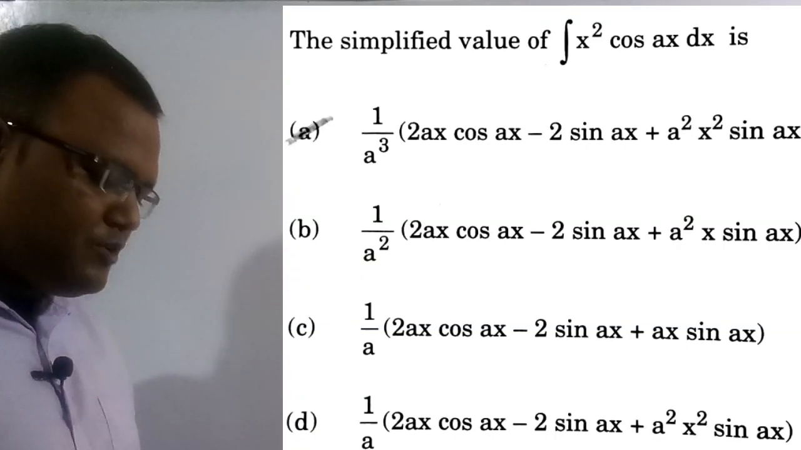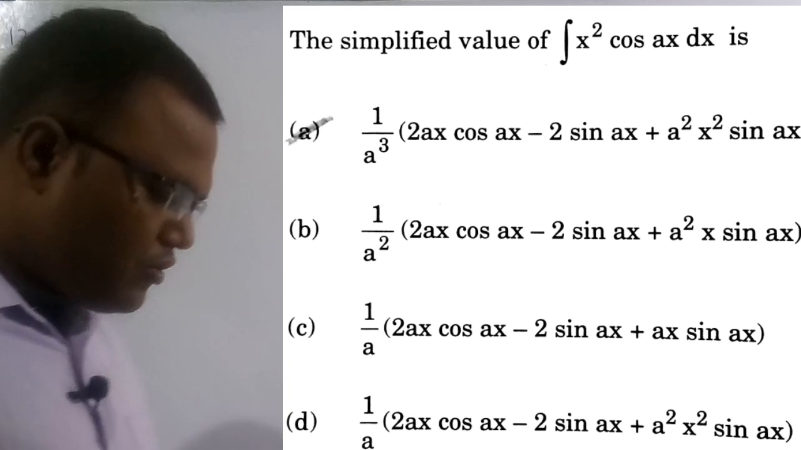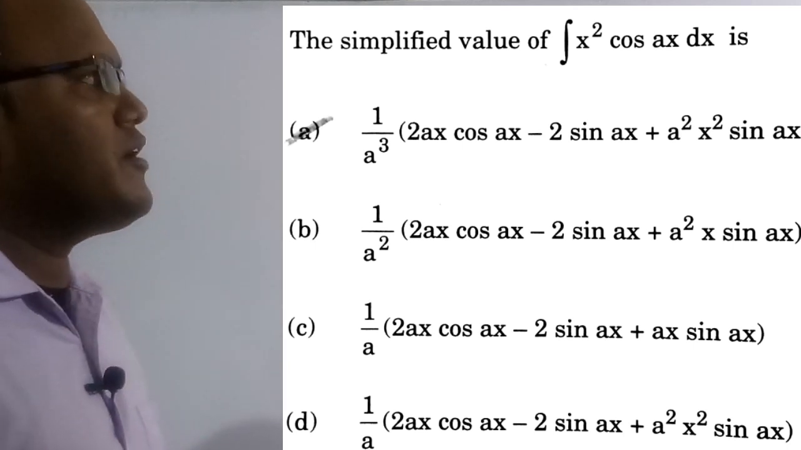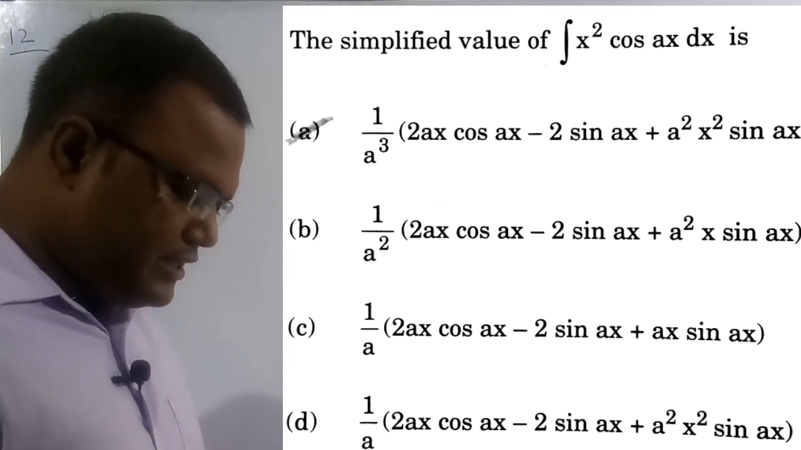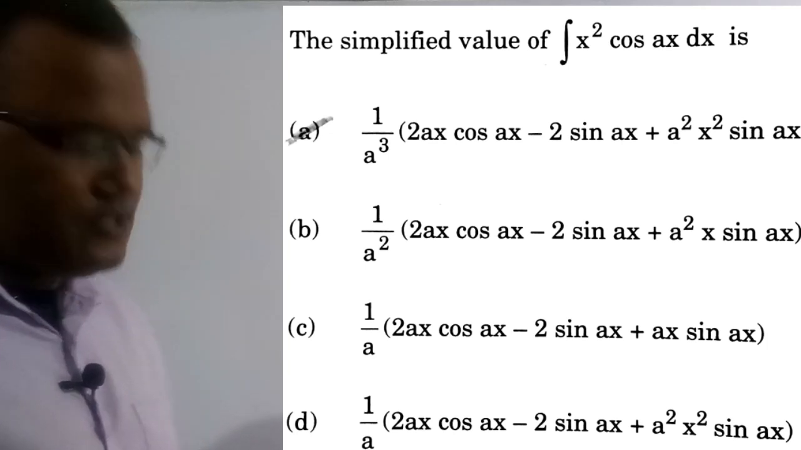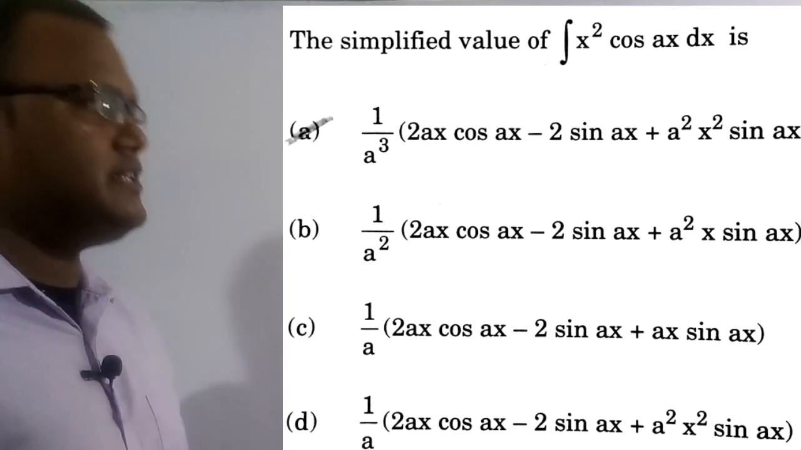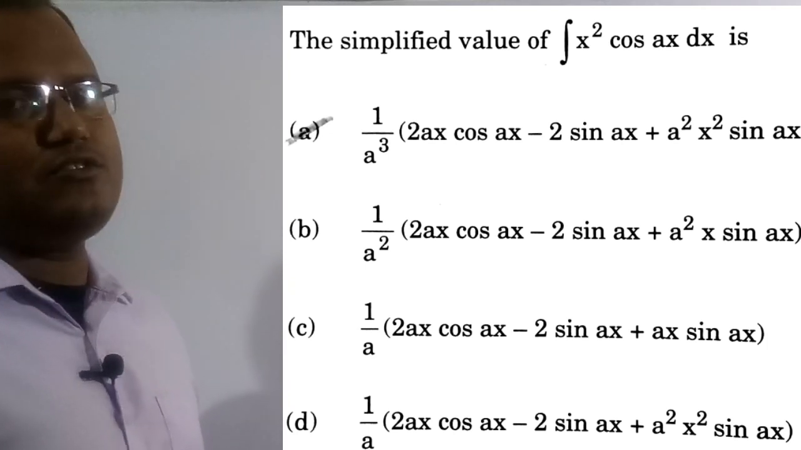So now we are going to solve the 12th question. See the question here. The simplified value of the integration of x square cos ax dx is. So we have to find what is the integration of x square cos ax into dx. Option A is the correct solution of this question. So let's solve this numerical.